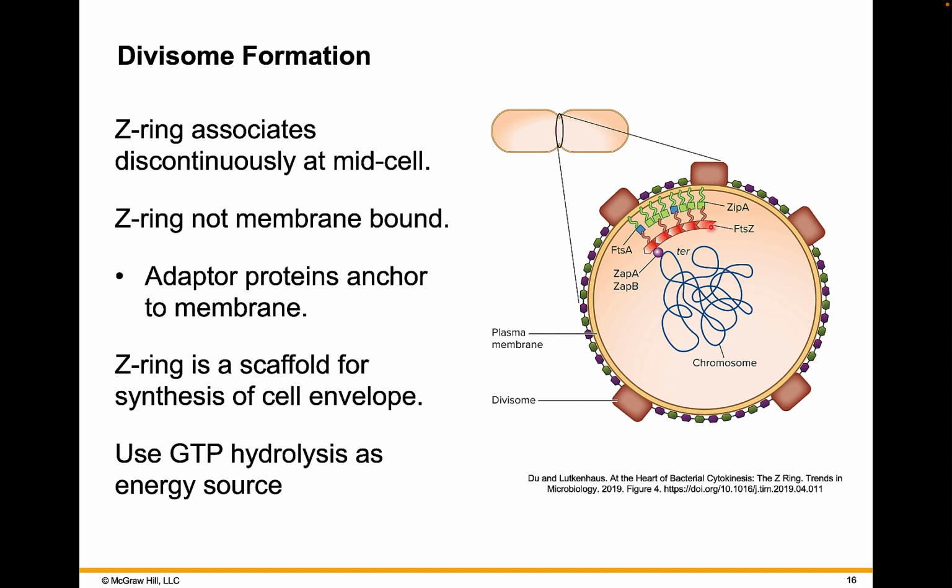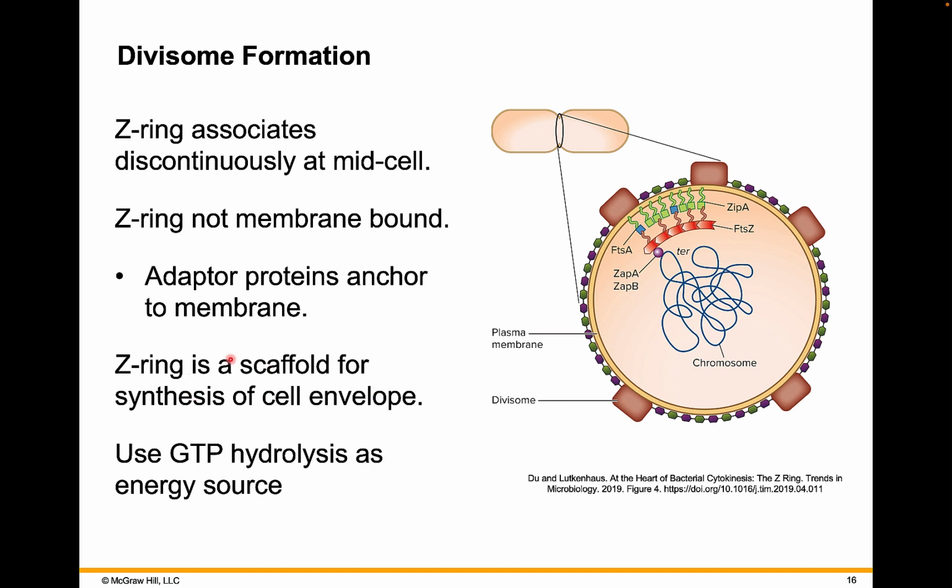And as this happens, think about this structure increasing in many different places. It's just one part here, but there will be many of them. That essentially will constrict that entire part, and the septation forms. You can see several adapter proteins, like FtsA and ZipA, which anchor the FtsZ polymer to the plasma membrane. These are called the adapter proteins, anchoring the membrane.